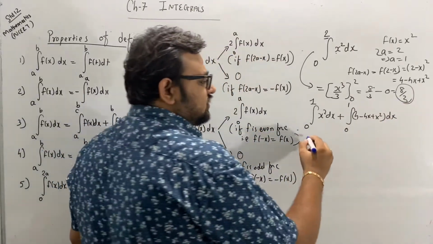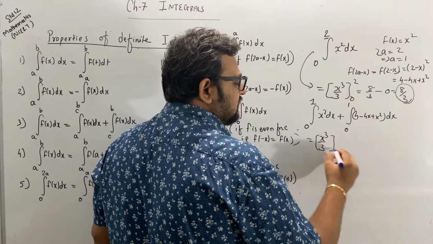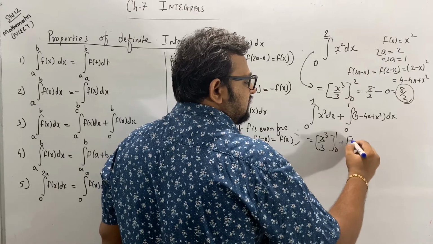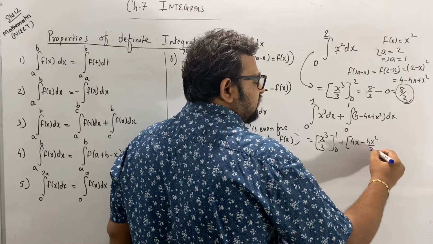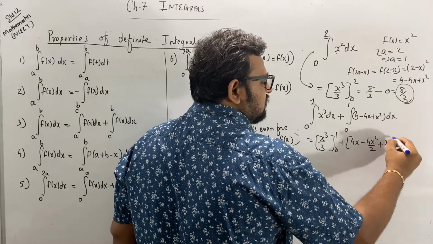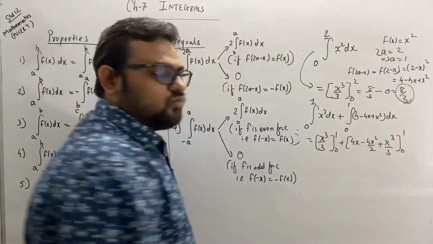Clear? So let's solve it. This will be x cube by 3. Integration of 4 is 4x. 4x square by 2. x cube by 3, 0 to 1.